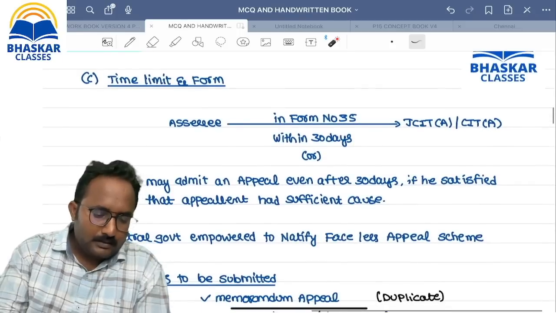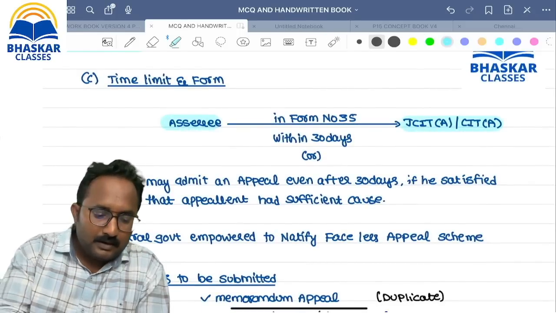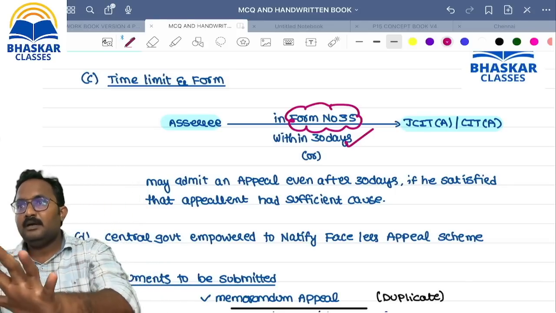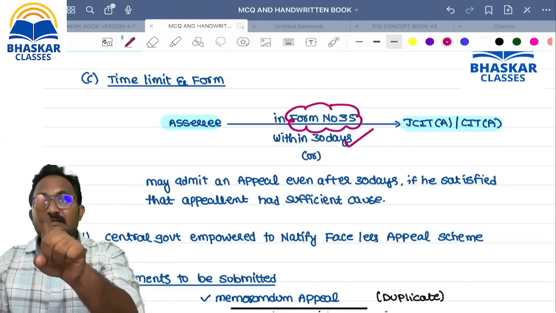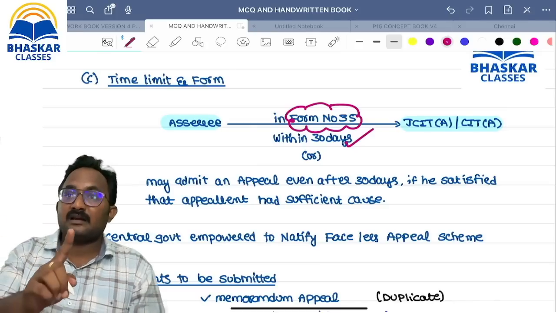Now, SSC can make an appeal before JCIT, CIT. In which form number, ma? 35. Within how many days, ma? 30 days. Remember here, even after 30 days also, SSC can make an appeal with the JCIT or CIT if there is a sufficient reason.